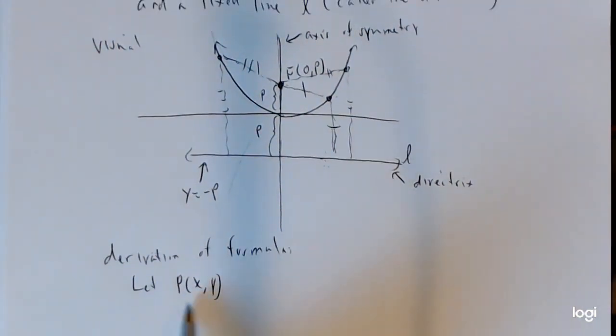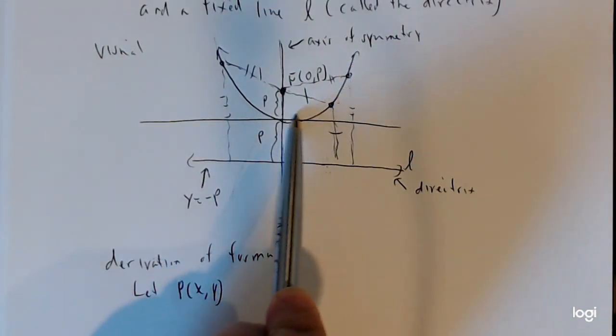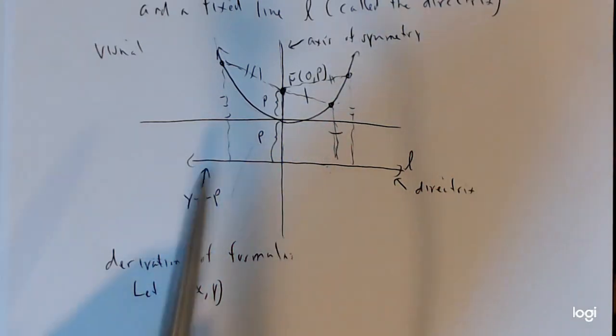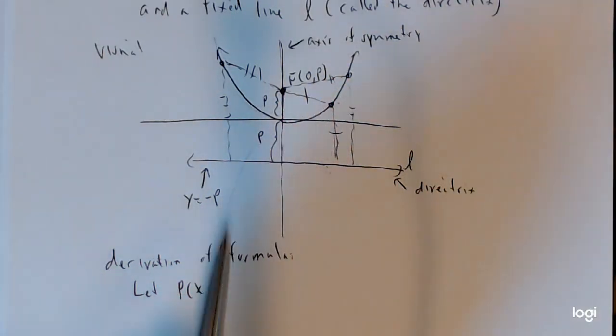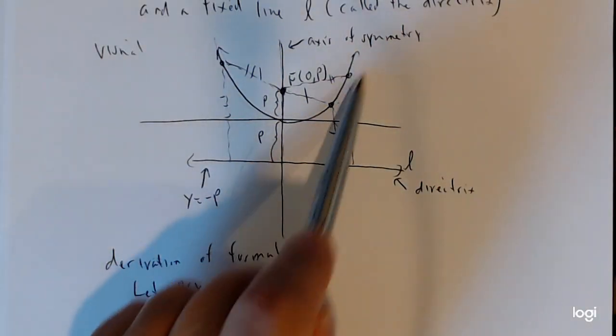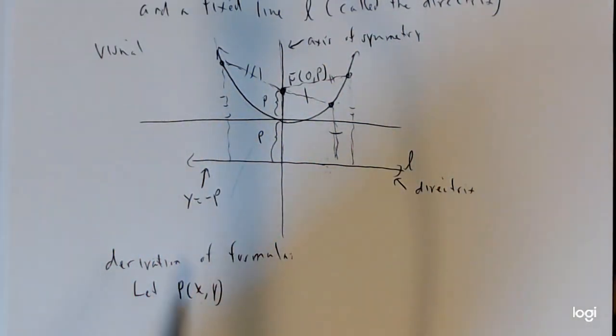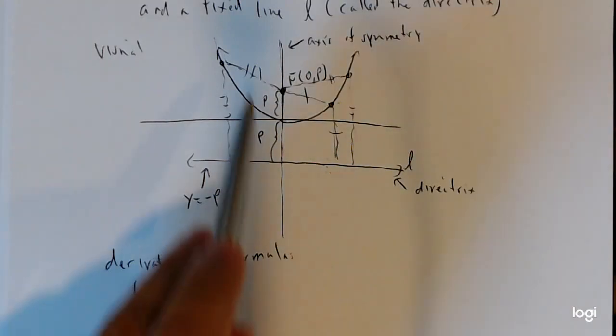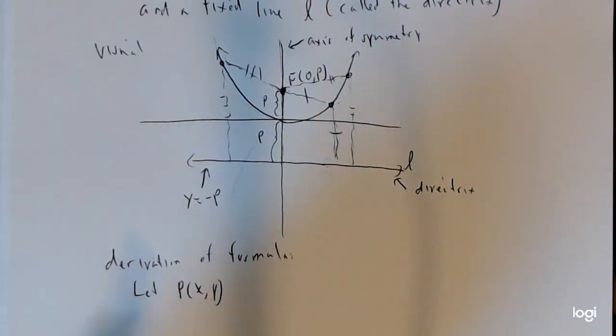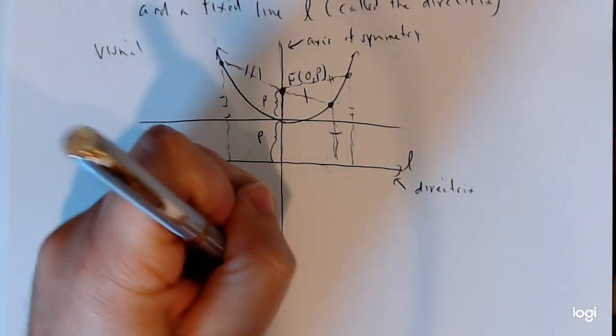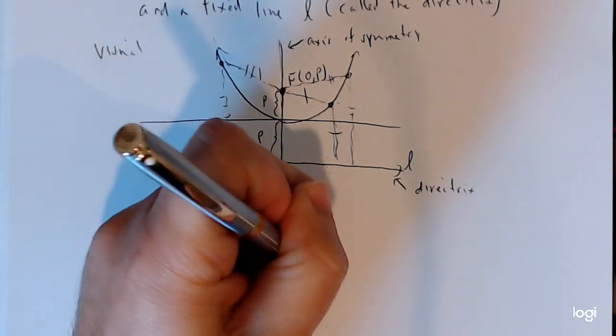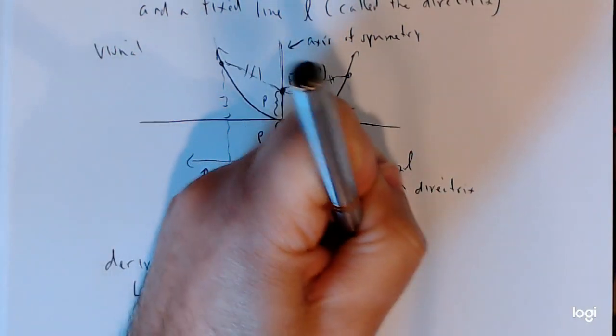Now the reason why I'm calling this x comma y is because there are infinitely many points on this parabola. So this is just any arbitrary point on the parabola, or in fact these are all the points on the parabola, and we're going to use the definition then. So we're going to say let P, which is defined as x comma y, be any point on the parabola.